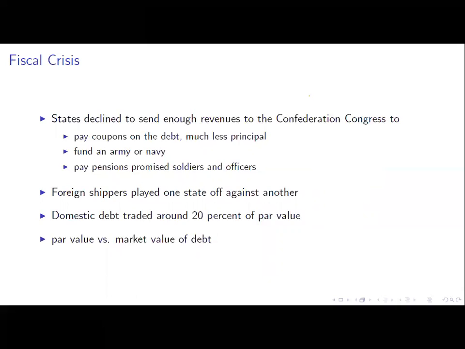Consequently, the domestic debt is trading at roughly 20 cents on the dollar. And you have this big distinction when you ask what the value of the U.S. debt is: is it 55 million in domestic debt, or really closer to $10 million? The market value of the debt is much closer to about 10 million. So in that government budget constraint that we write down, when we say what's the market value of the debt, you want to think 10 million, though what's on the books is 55 million. So there's this sharp distinction between the market value and the par value.